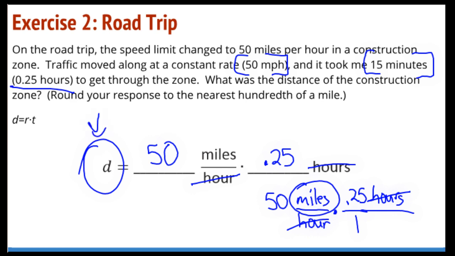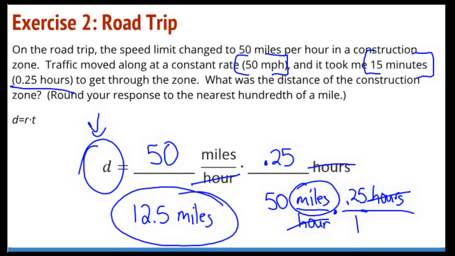And so then I need to take the 50 and multiply it by 25 hundredths and find that I have 12 and a half miles. 12 and 5/10 miles. So the construction zone is 12 and a half miles long. And I calculated that because I had a rate. I knew how fast I was traveling. I had a time that I was traveling. I traveled at 50 miles per hour for 15 minutes, and I was able to figure out that the distance covered is 12 and a half miles.